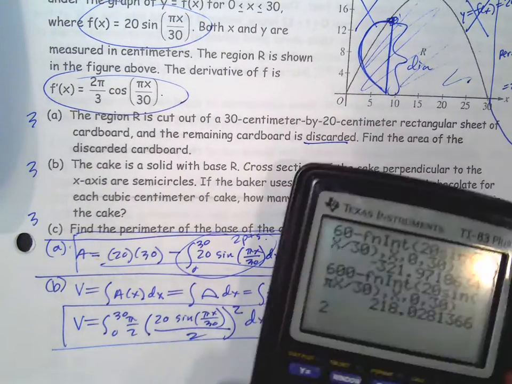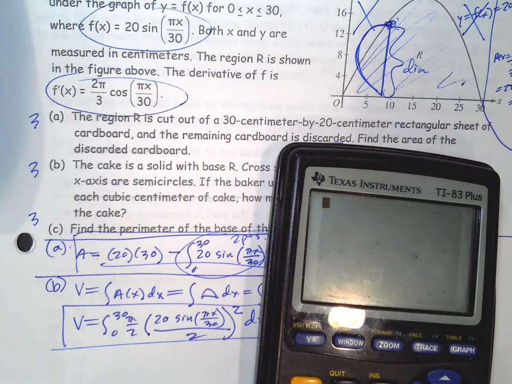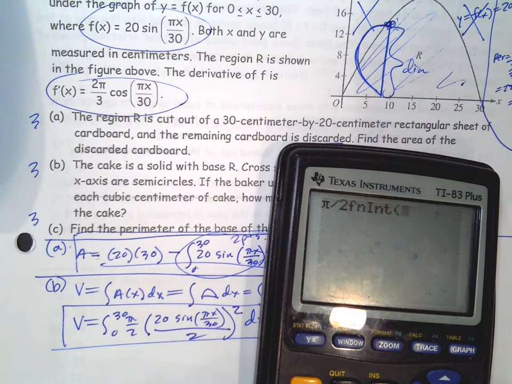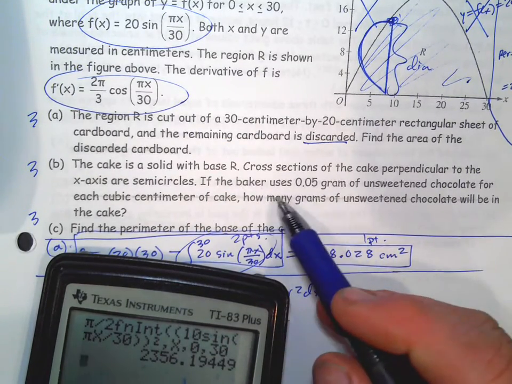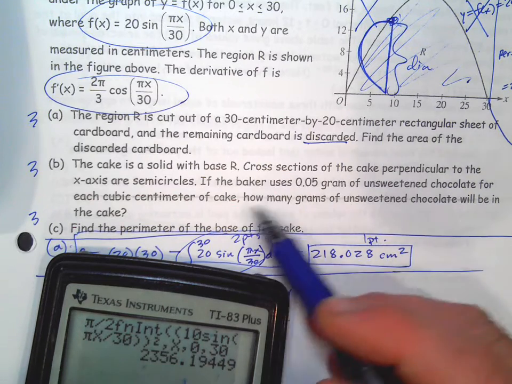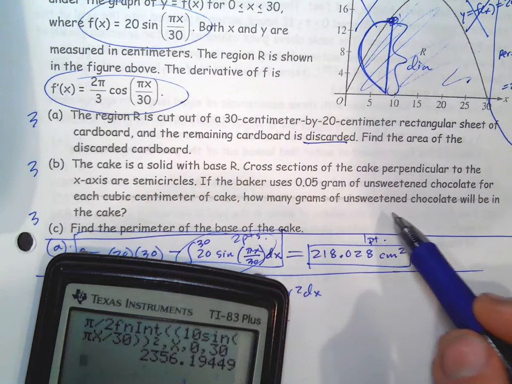And so we can move the pi over 2 out front if you want. Math 9, 10, now we should put this all in parentheses, 10 sine(pi x divided by 30), close, squared, comma x, comma 0, comma 30. And let me see, did I even finish? I didn't even finish reading this. It says the baker uses 0.05 grams of unsweetened chocolate for each cubic centimeter. How many grams of unsweetened chocolate will be used?